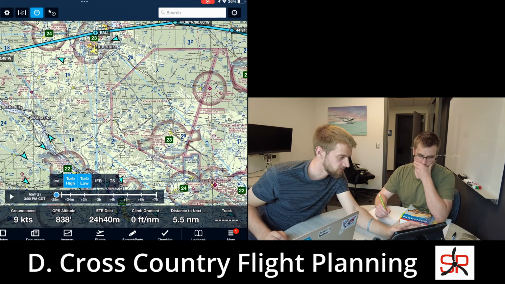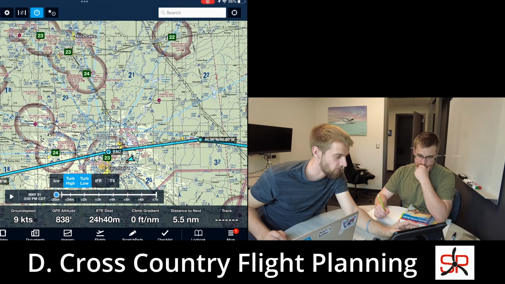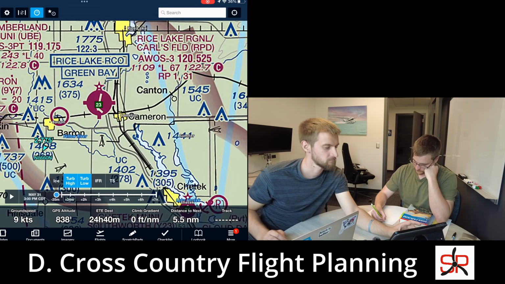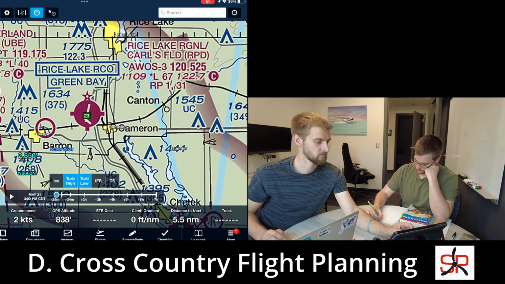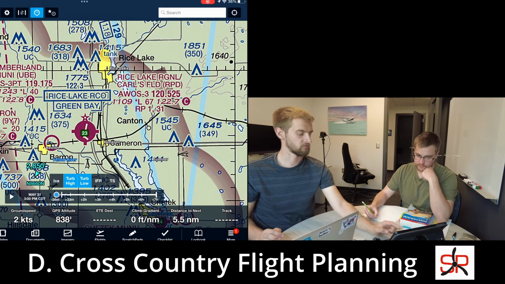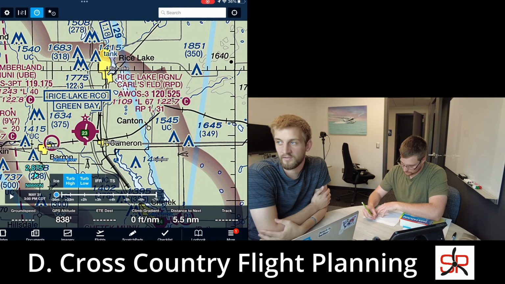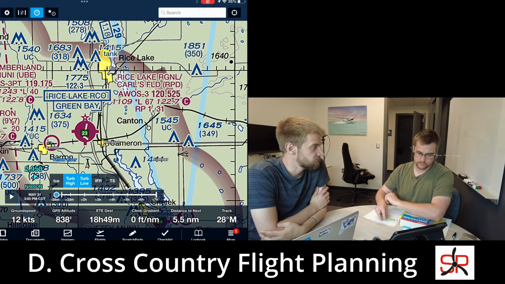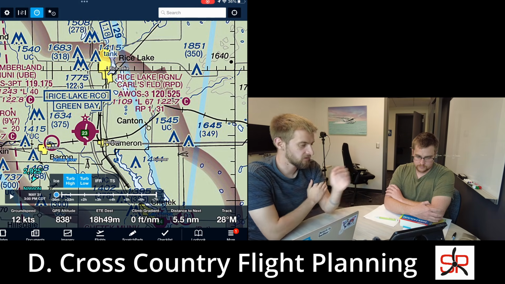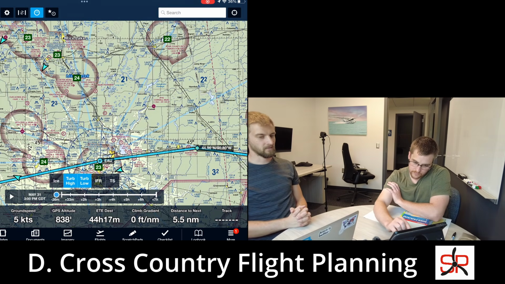I can look at this. Yeah, it looks like up here, Rice Lake Regional. So you're going to have to divert up there. That's where you've decided that the best weather is, and it looks like they have fuel there as well. So can you make that diversion? Let's say you're only 15 miles west of Eau Claire when you need to make the diversion.